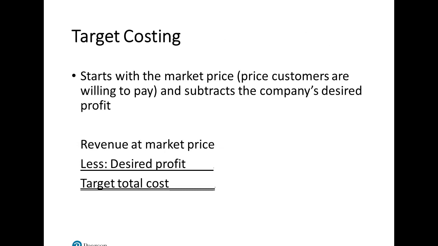Target costing. Again, starting with the market price. What is the revenue at the market price? And again, this is an amount that people are willing to pay for your product. And you can do this obviously by product cost. How much revenue you're going to get selling that product, what the market is willing to pay for it. And then subtract your desired profit to come up with your total cost. And again, we're targeting the cost.